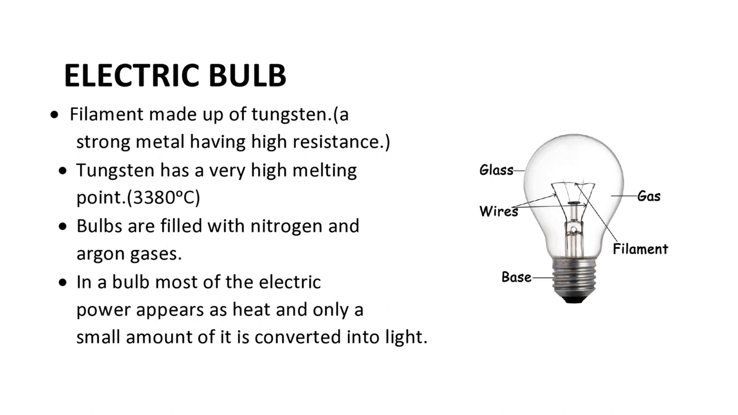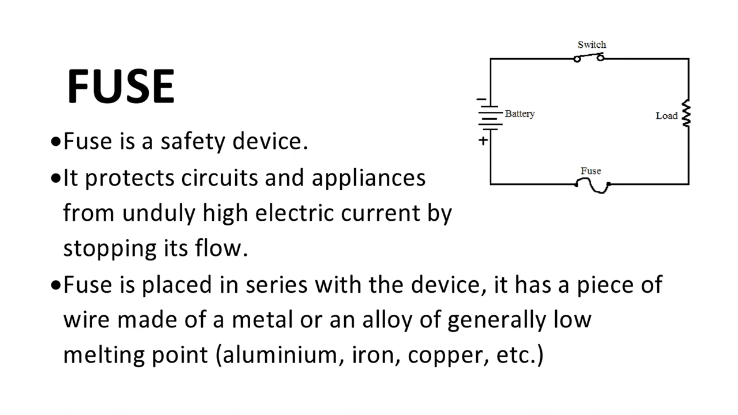The filament should be thermally isolated as much as possible by using an insulating support. The bulbs are usually filled with chemically inactive gases like nitrogen or argon. If the filament by chance comes in contact with air, it can get oxidized. So the gases are filled in to prolong the life of the filament. In a bulb, most of the electrical energy is converted into heat energy and only a small amount of it gets converted into light.